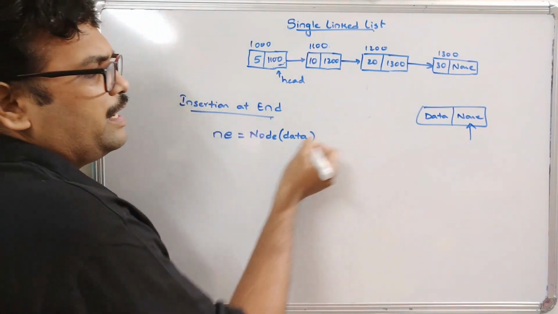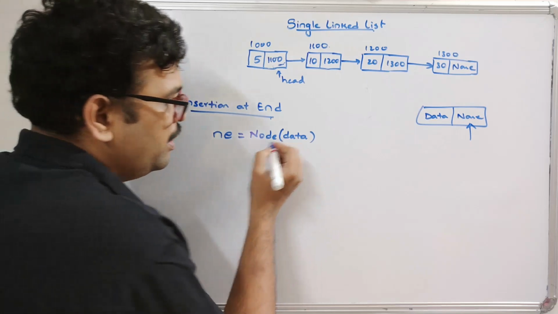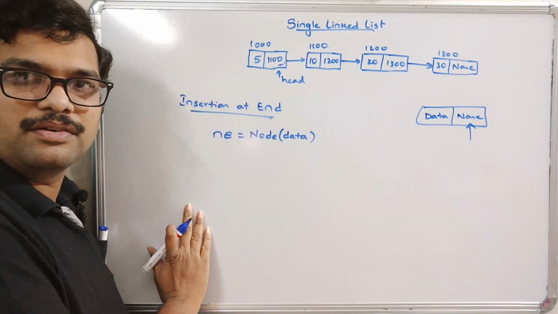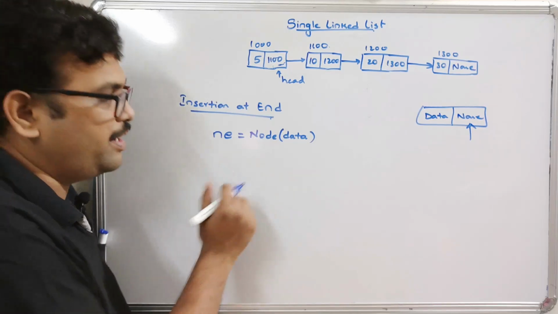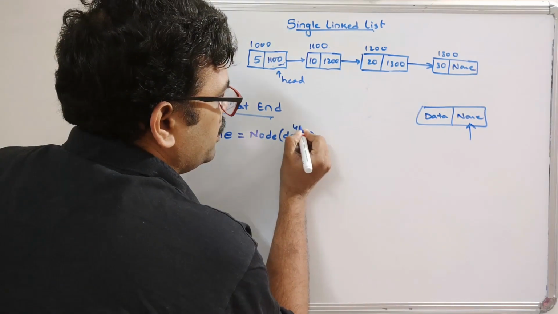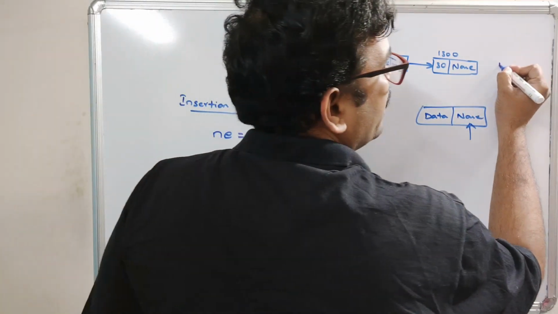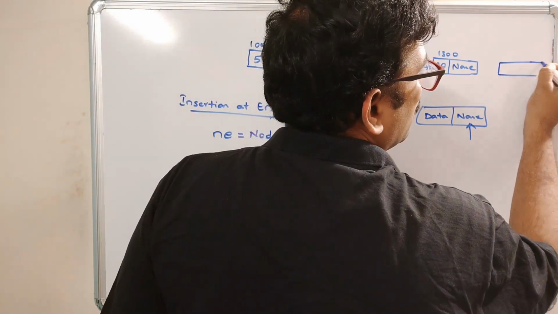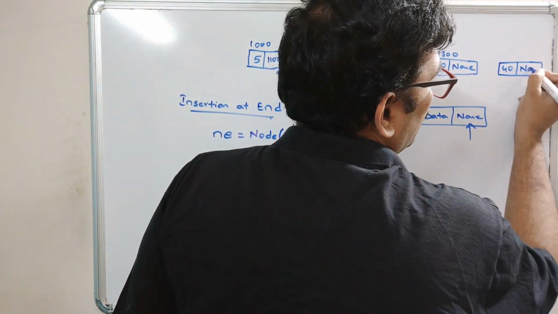Some data, let it be. So here also it will be called from the function call. So we'll write each function individually. We'll write a function and we'll call this function with the data. Let it be some 40. Immediately after executing this one, we'll get a node, and here we'll get 40 and here we'll get none.